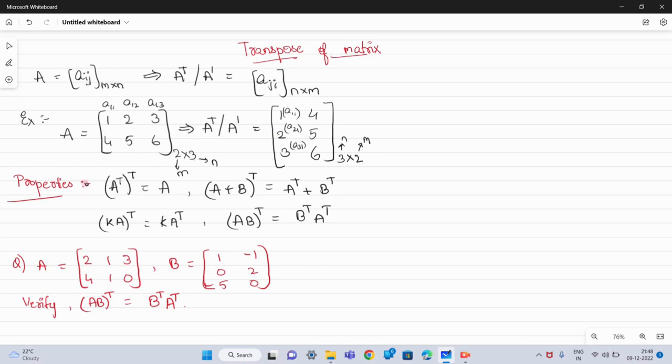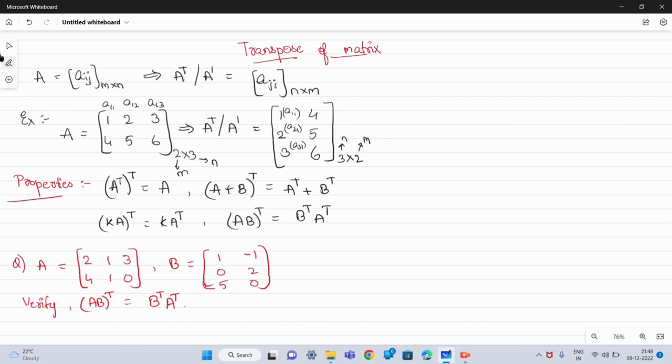Now, let's see the properties. A transpose whole transpose becomes the normal A matrix. A plus B whole transpose: transpose can be given to each individual matrix and then added. kA whole transpose becomes k A transpose, because the constant k transpose will also be a constant. AB whole transpose is B transpose A transpose.